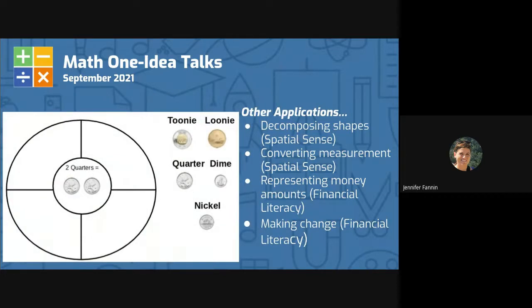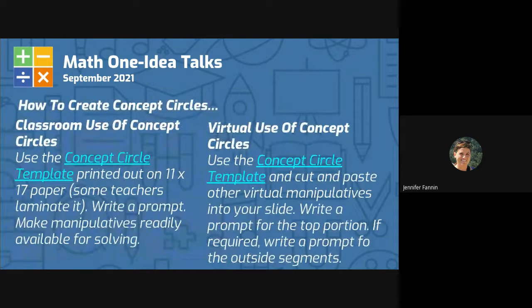Here's a many example just to show that there are different ways that you could use a concept circle. So other applications might be decomposing shapes for spatial sense, converting measurements in spatial sense, representing money amounts, and making change in financial literacy. How to create concept circles.